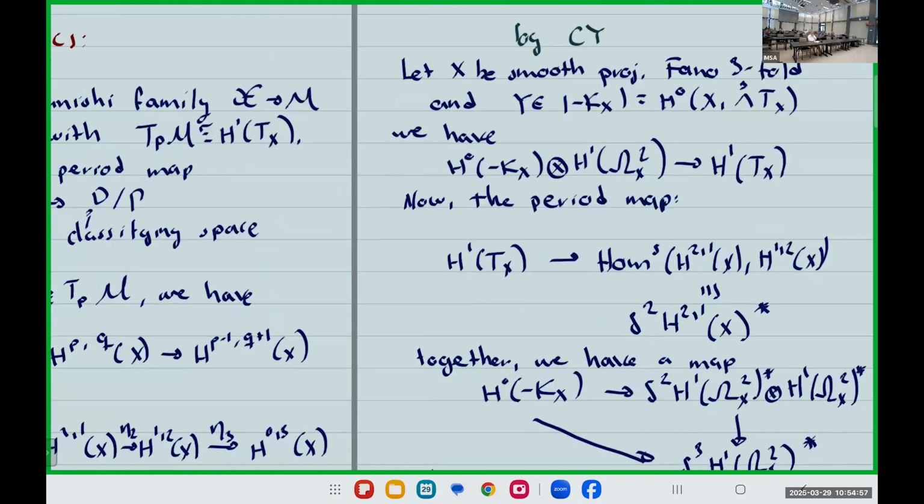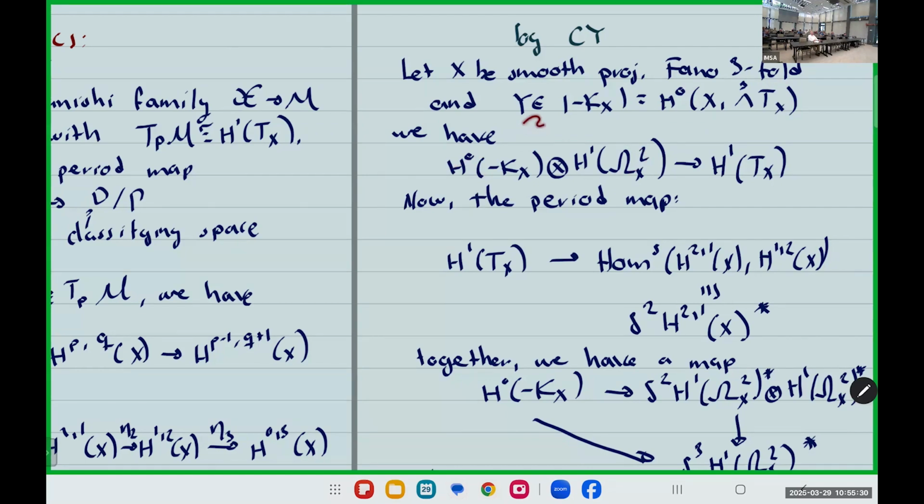The notation is as follows. We take X to be a smooth projective Fano threefold, and we are taking Y to be, as I was telling you before, a K3 surface in the anti-canonical linear system. Now I'm going to look at this as an element of this group. So I have the third anti-symmetric power of the tangent space. So we have a map as follows.